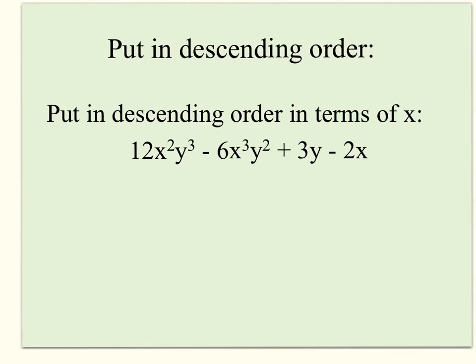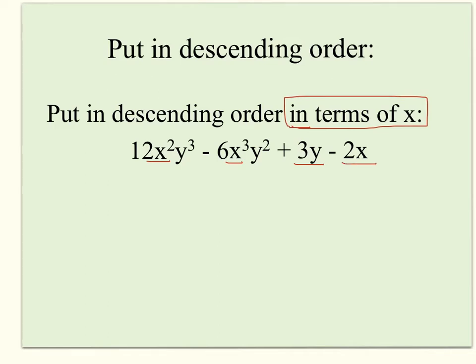In this polynomial, I have x's and y's to look at. Notice that my directions say put in descending order in terms of x. That means that when I'm putting it in descending order, I only look at the exponents that are on my x's. It doesn't matter what's on my y's. So I'm going to focus on the x term of each term. This one doesn't have an x term, so that one's going to go on the end.